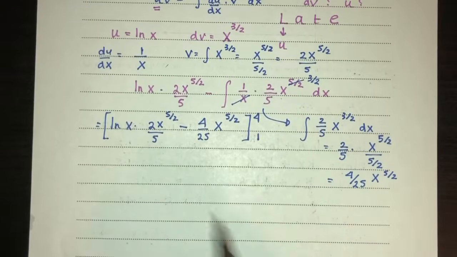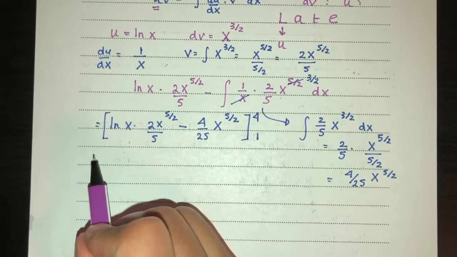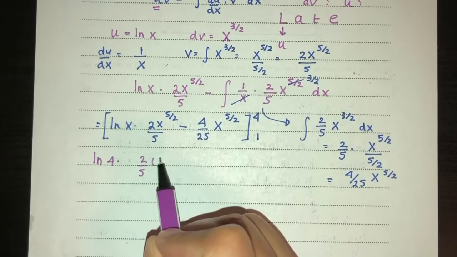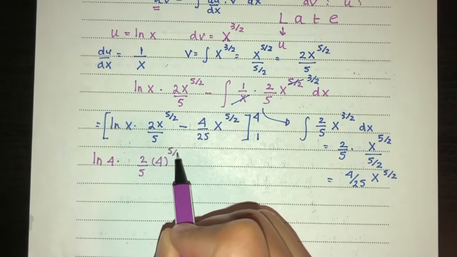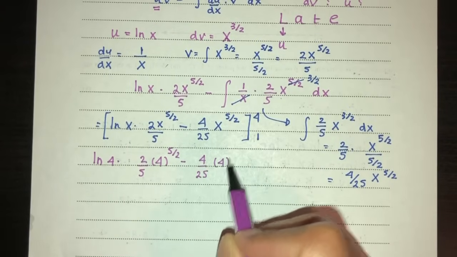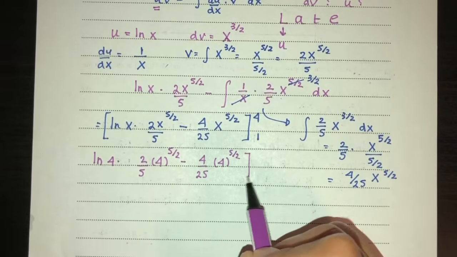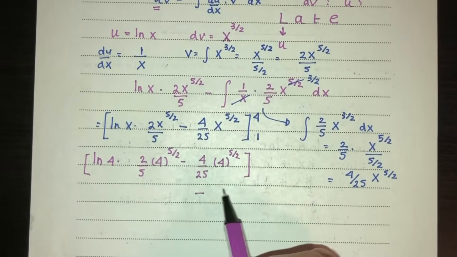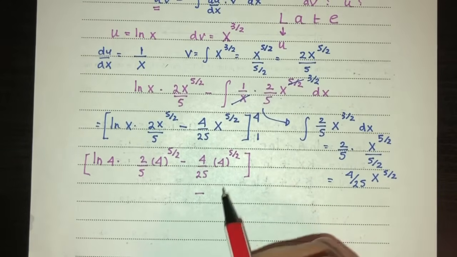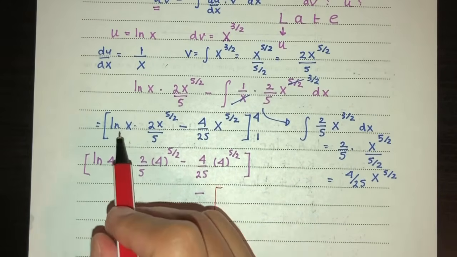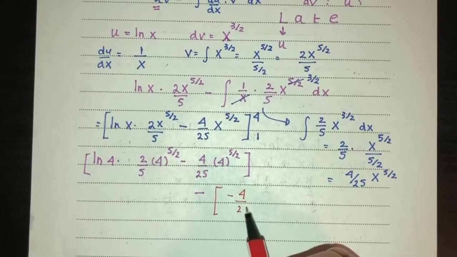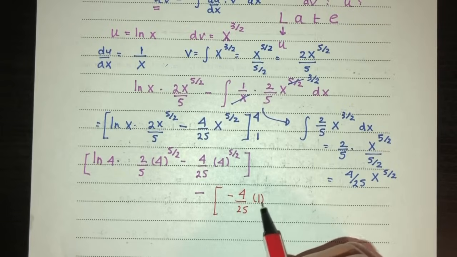So let's do that. The first one is 4. Let's replace. You'll have ln 4 times 2 over 5, 4 to the power 5 over 2, minus 4 over 25, 4 to the power 5 over 2, bracket, minus, let's use a different color, minus for the 1 now. That will become ln 1 is equal to 0, so this will be 0, minus 4 over 25, this will be 1.